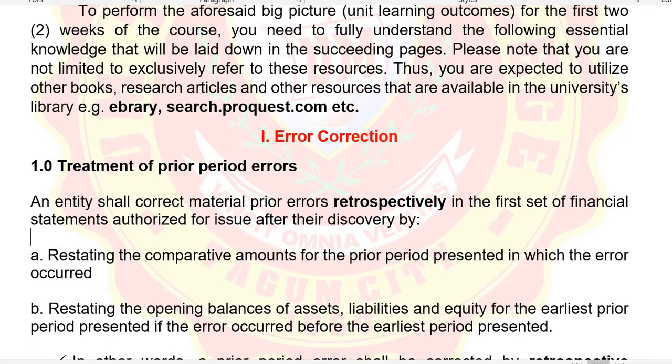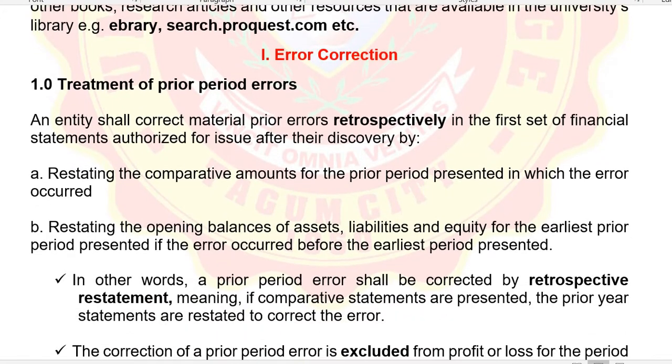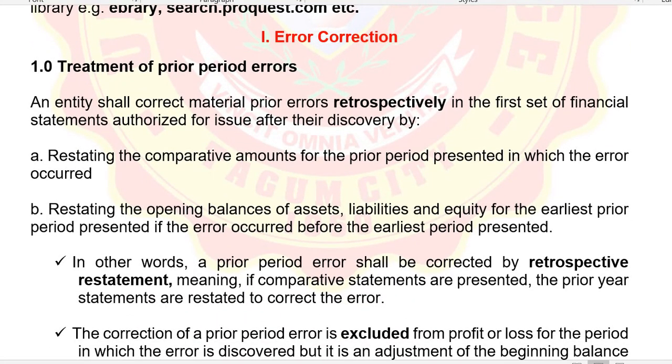So, ano po ba ang treatment ng prior period error? As previously discussed in our previous video, an entity shall correct prior period errors retrospectively, in the first set of financial statements authorized for issue after their discovery, by restating the comparative amounts for the prior period presented in which the error occurred. Especially if we are preparing comparative financial statements, those prior year financial statements should be restated. So bali i-correct mo lang yung accounts na may error.